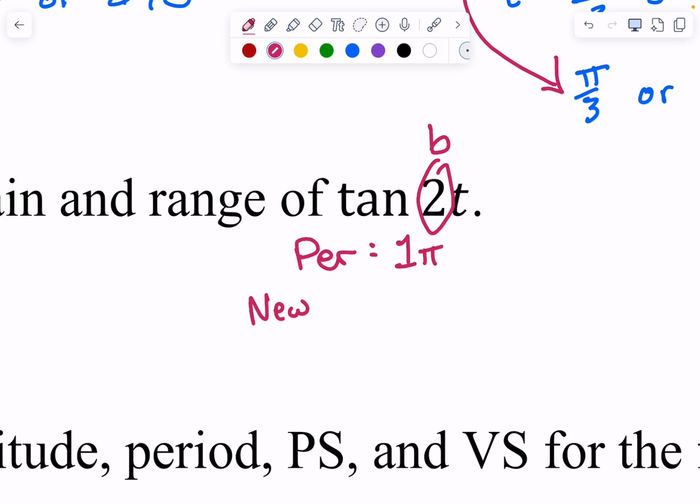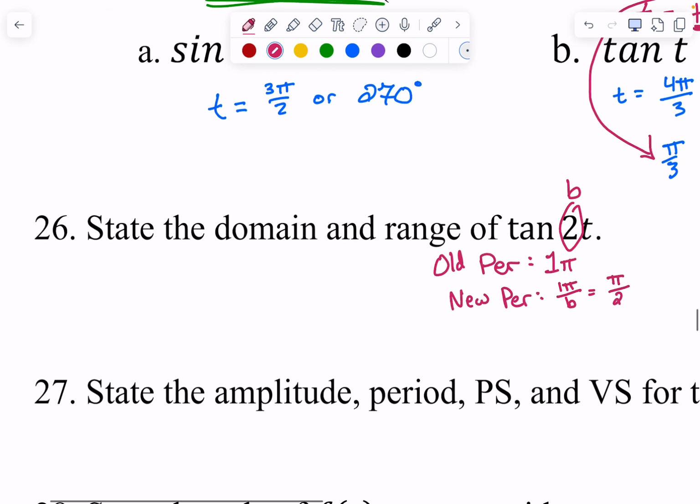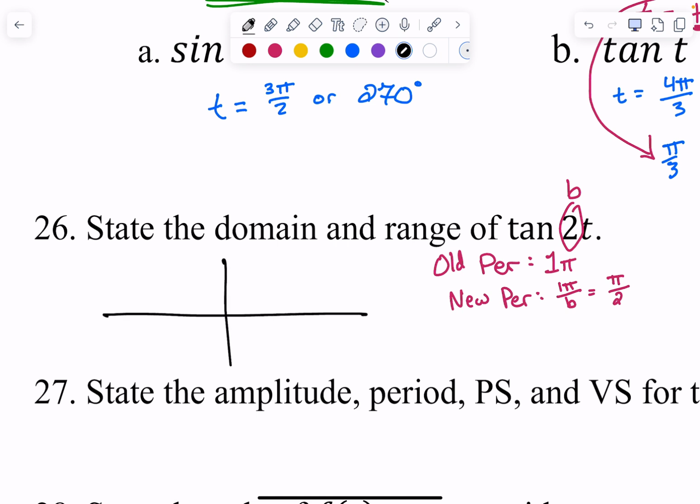1 pi over B, which is equal to 1 pi over 2. Oh, so it makes it shorter. So it makes it shorter, right? So now, if I think about the graph of tangent, before it was 1 pi.